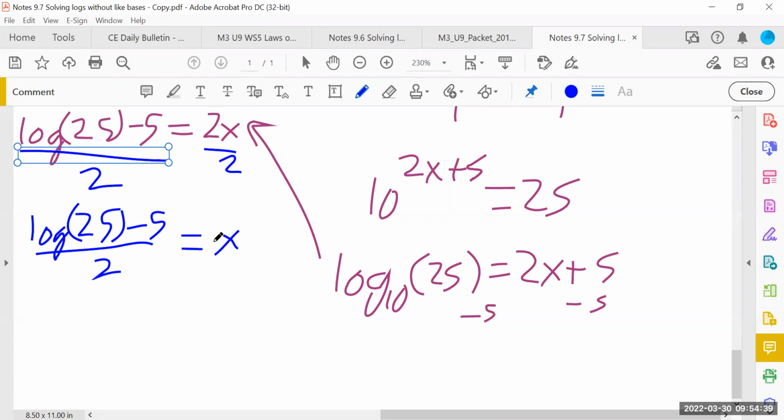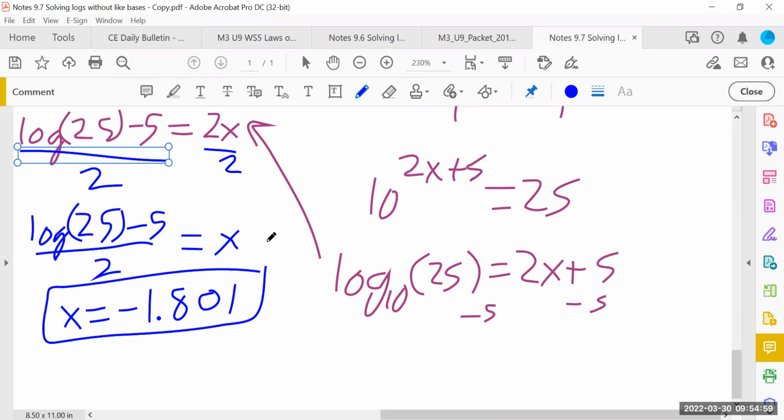What do we get? Yep, negative 1.801 is correct there. Everybody, make sure you can get that on your calculator. Log of 25 minus 5, and then take that answer and divide by 2.